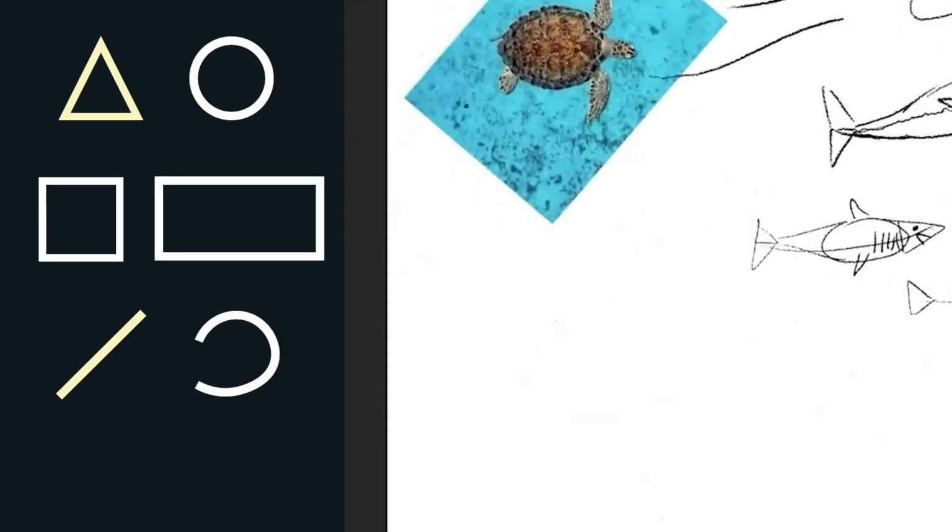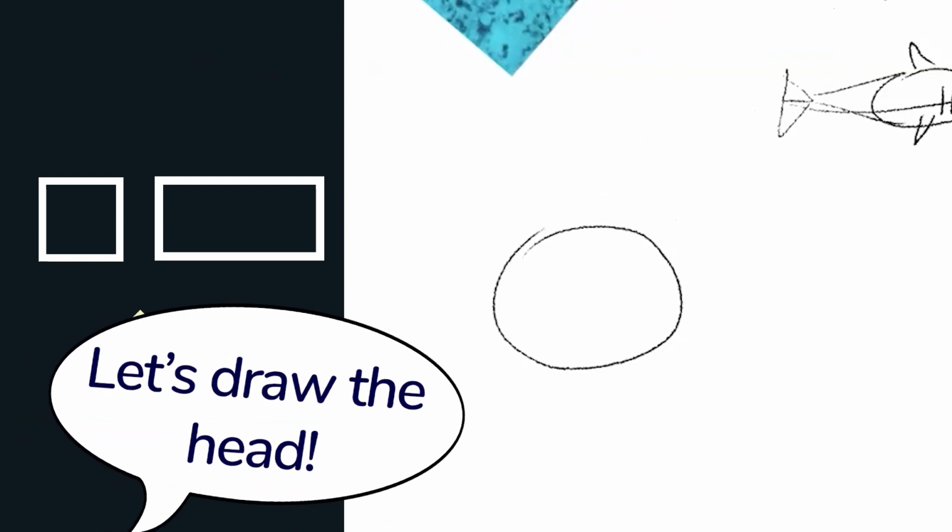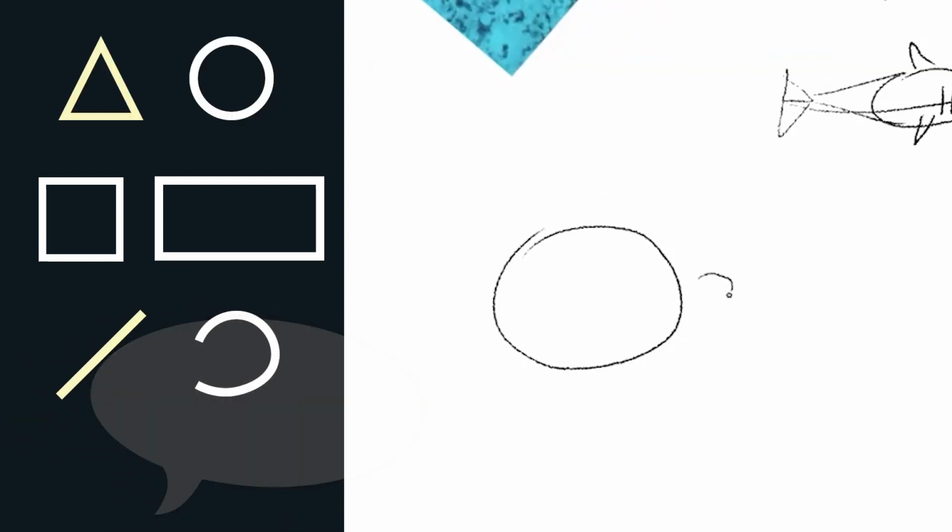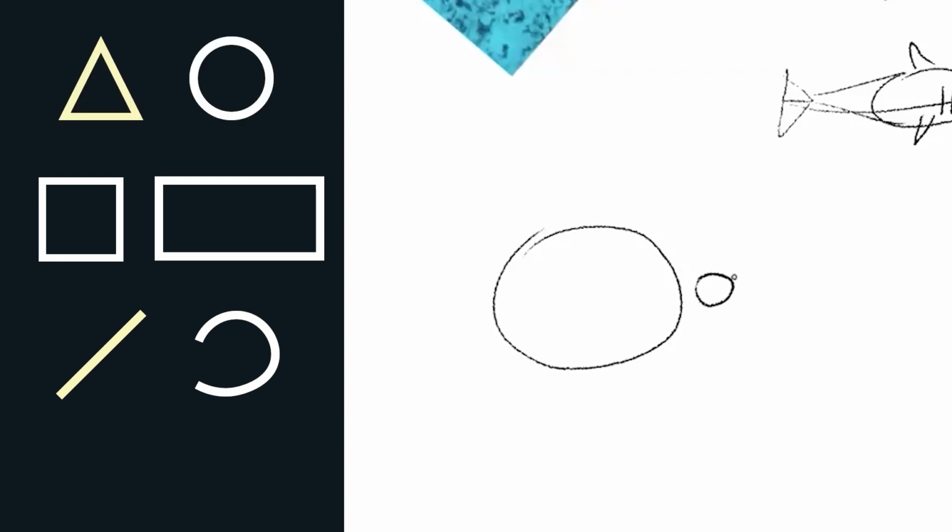Okay, so what's the first shape that we can draw? Yeah, a big circle. That's a good idea. Yeah, a circle. You can always add a triangle on top.